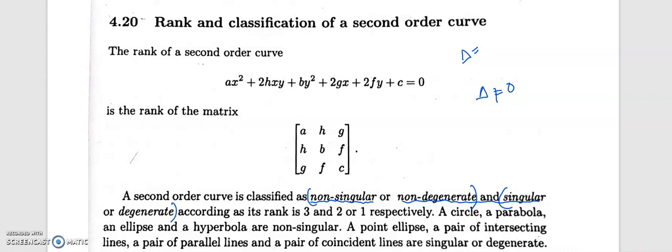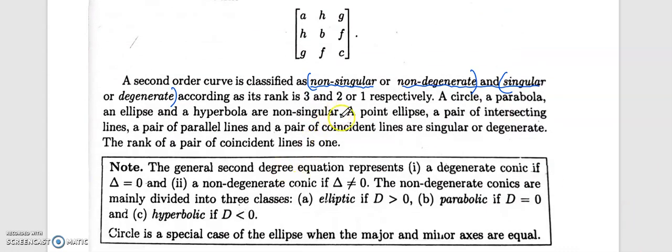Now, in the degenerate case, you can get a point ellipse. That is the case where x square by a square plus y square by b square equal to 0, which we saw in the equation of the ellipse. So that means you are obtaining a point there. So a point ellipse, or a pair of intersecting lines, a pair of parallel lines and a pair of coincident lines. So these are the cases where you obtain a rank which is not equal to 3.